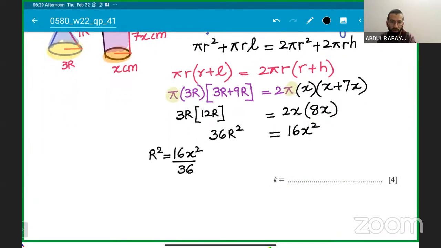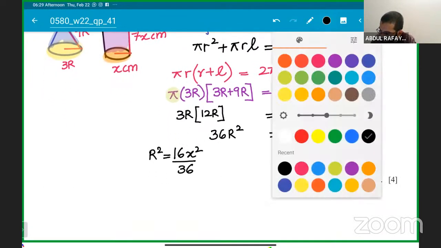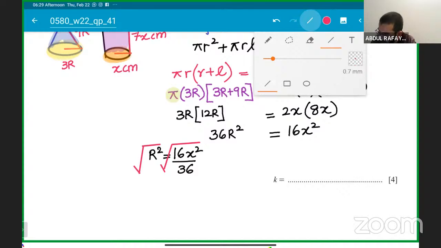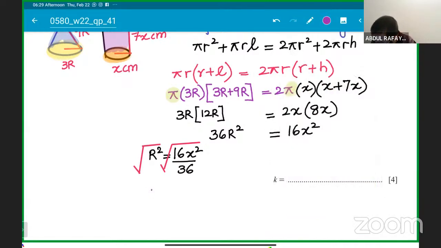And now we'll try to simplify. So we take the square root on both sides to finish this off. And it will be r left. What is the square root of 16? 4. What is the square root of 36? 6. And x will be left here.